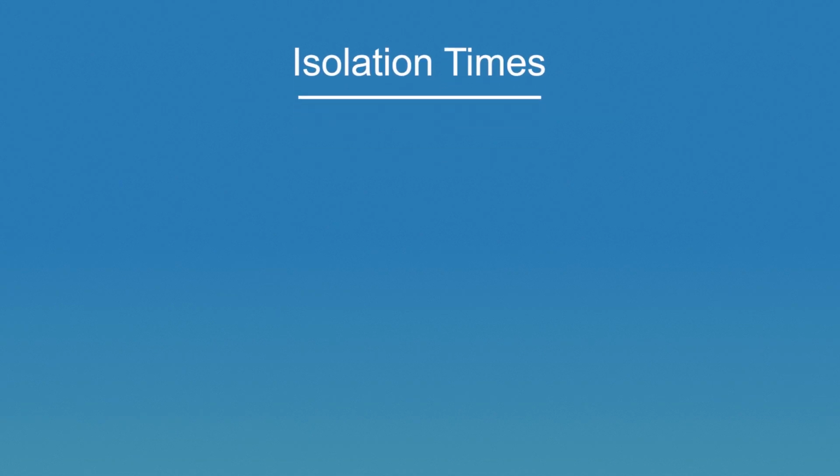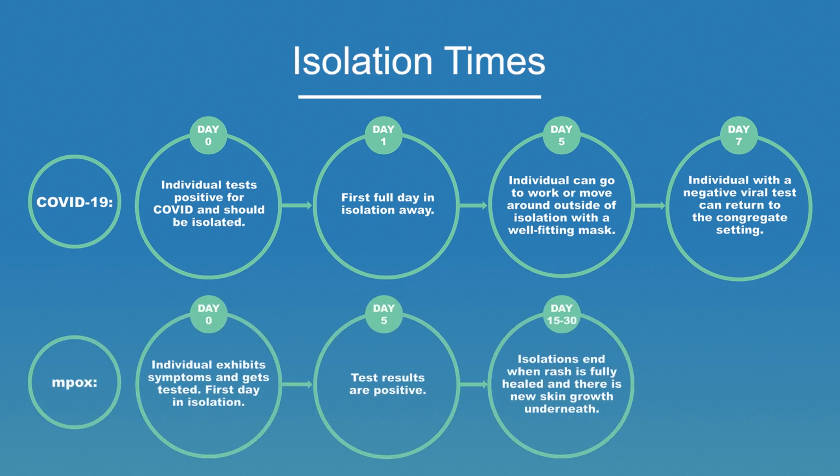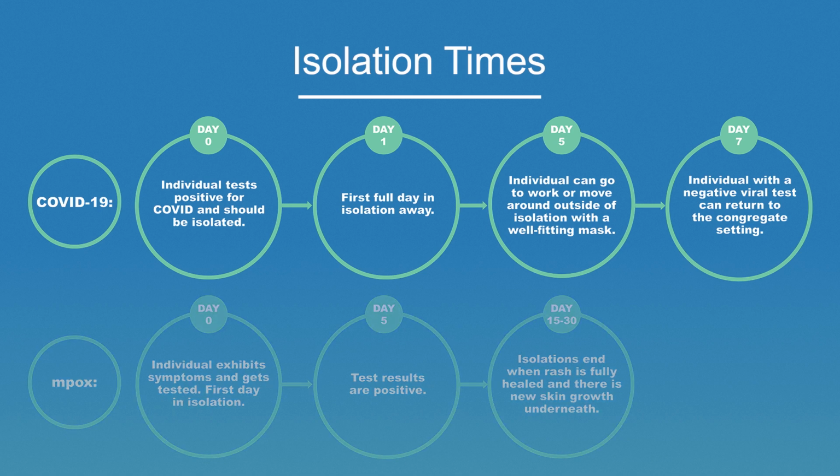Let's review the isolation times for both COVID-19 and Mpox, because these factor into a shelter's isolation in place needs. The Centers for Disease Control and Prevention, in general, recommends at least 7 days of isolation for COVID-19 positive individuals. The 7-day period should start for individuals who are COVID-19 positive on the day of the positive test or the day on which symptoms first appeared, whichever is earlier.